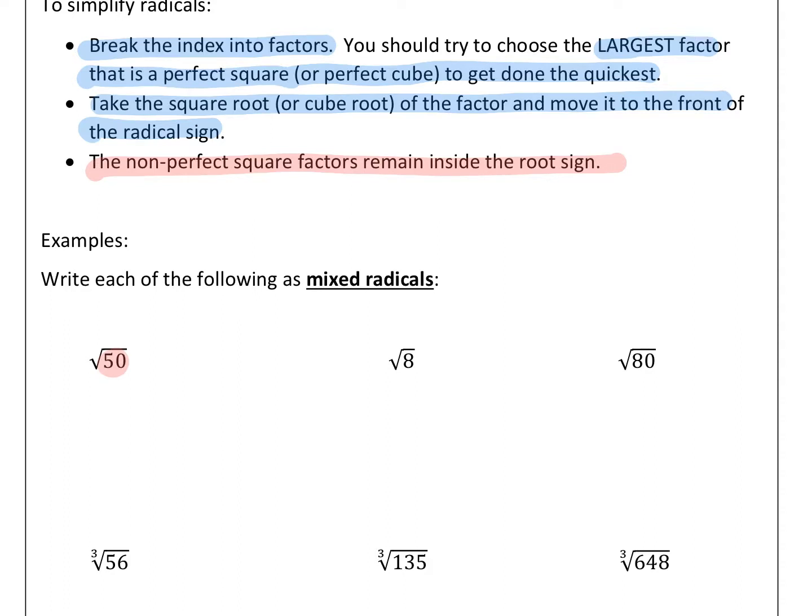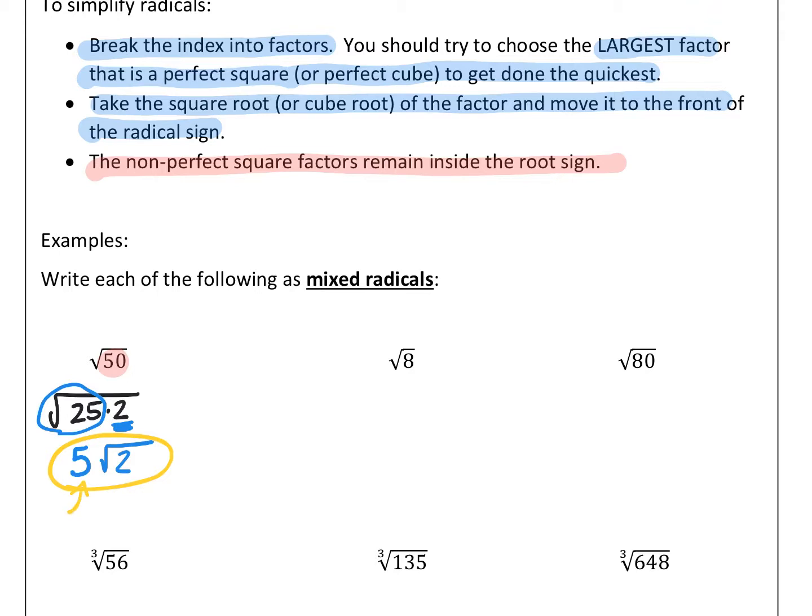Anyway, what you want to do is find the largest factor that is a perfect square that goes into 50. I could break it into 5 and 10, but that doesn't help me because neither 5 nor 10 has a perfect square. But I can break 50 into 25 and 2, and I choose that because 25 does have a square root. The square root of 25 is 5, and this 2 is still stuck underneath that root sign. So this is called a mixed radical.